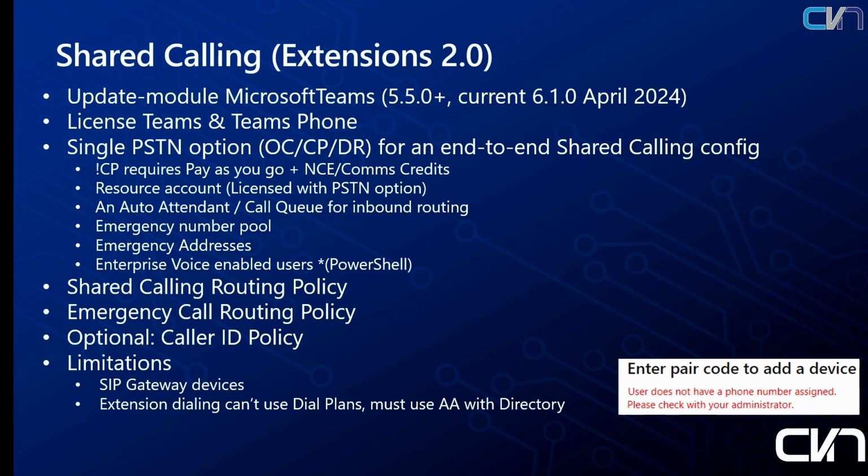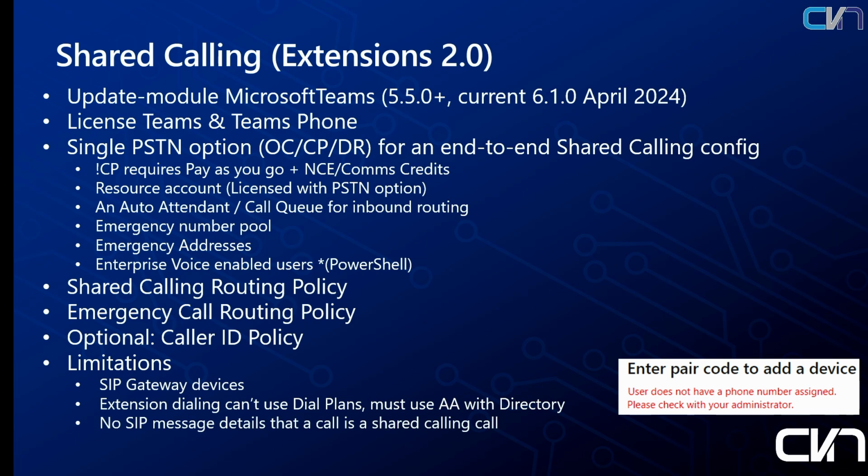You can't use dial plans to call users that are enabled for shared calling. So you can't do short dials or extension dials in your dial plan and say like 1234 rings Bob, because Bob doesn't actually have a line URI anymore. So that's one thing to think about. You could use an auto attendant with a dial by name directory, or you can use the Azure AD or Entra ID attributes for extension dialing, but that would be through an auto attendant.